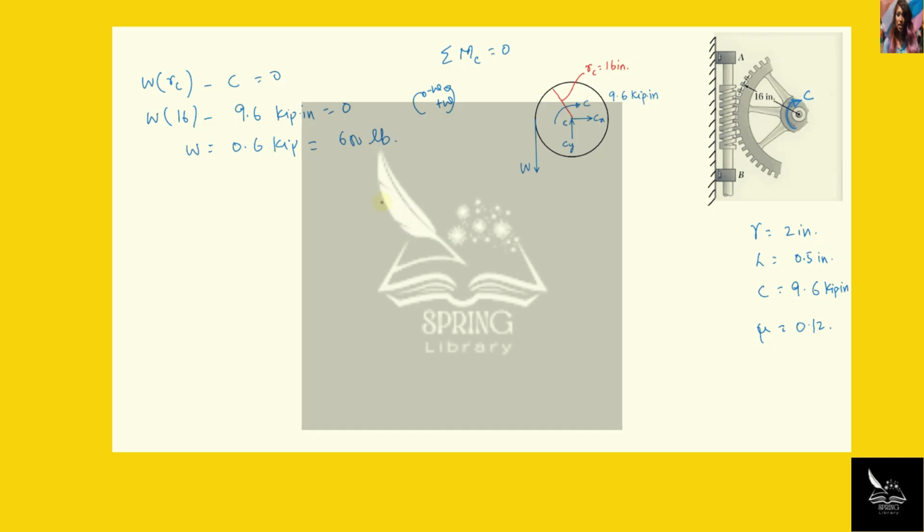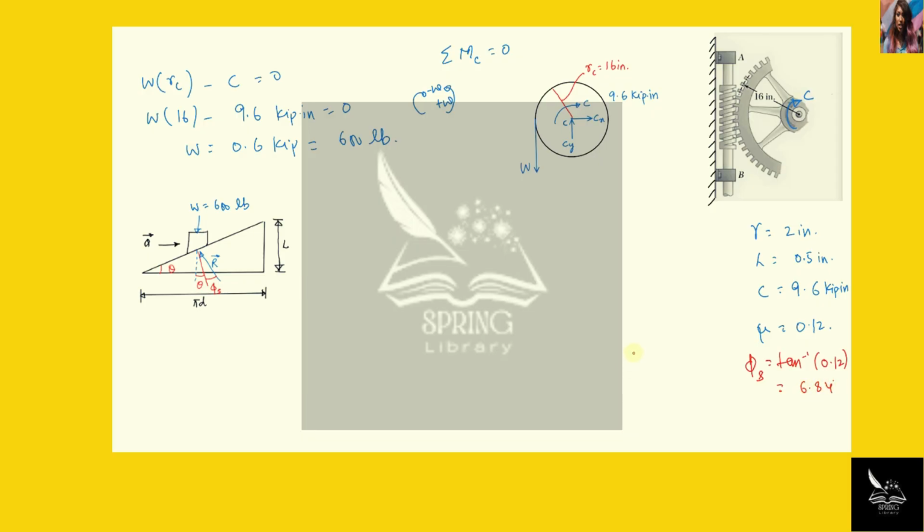Next we'll analyze the block and incline of the worm gear. For that we'll make the free body diagram of this screw thread. Here you can see the free body diagram. Before proceeding further, we have to calculate the angle theta, the lead angle, and phi s, the angle of friction. The angle of friction phi s is given by tangent inverse mu, and mu is 0.12. So the value of phi s comes out to be 6.84 degree.